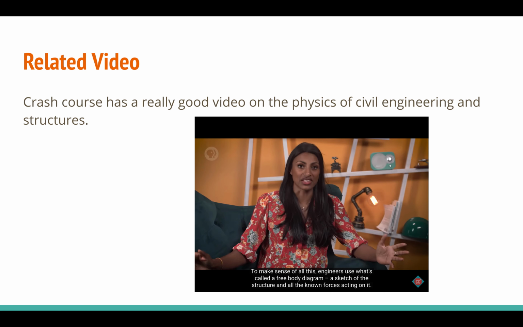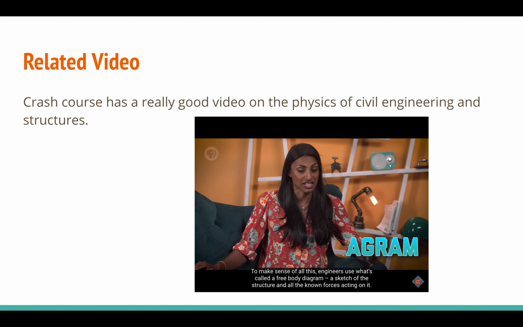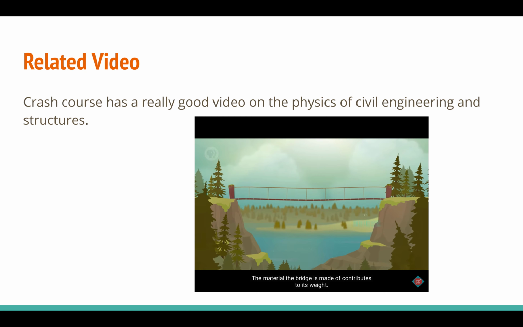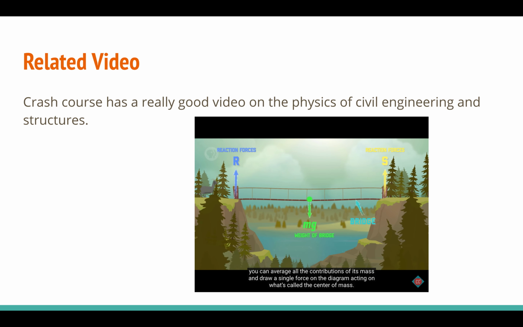To make sense of all of this, engineers use what's called a free body diagram, a sketch of the structure and all the known forces acting on it. Consider, for example, a bridge. The material the bridge is made of contributes to its weight. Rather than show the force of gravity acting on all the little bits of the bridge, you can average all the contributions of its mass and draw a single force on the diagram acting on what's called the centre of mass. Now, say there's a goat trying to cross the bridge, maybe to get to some greener grass on a hillside. Luckily for the goat, there's no troll blocking its way.